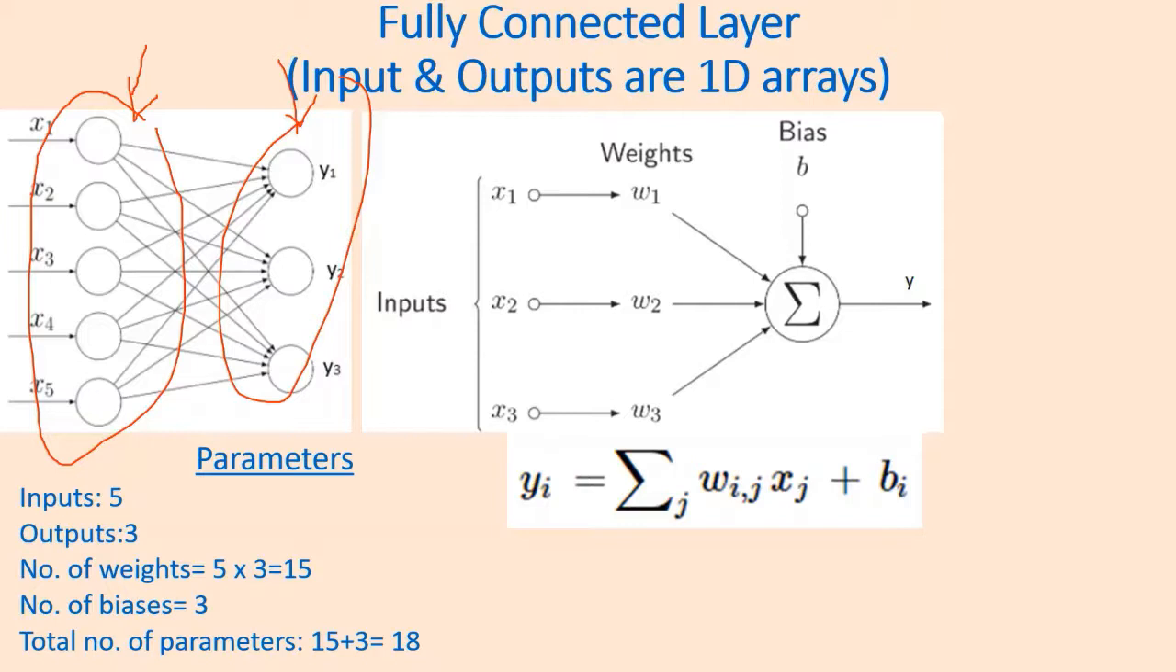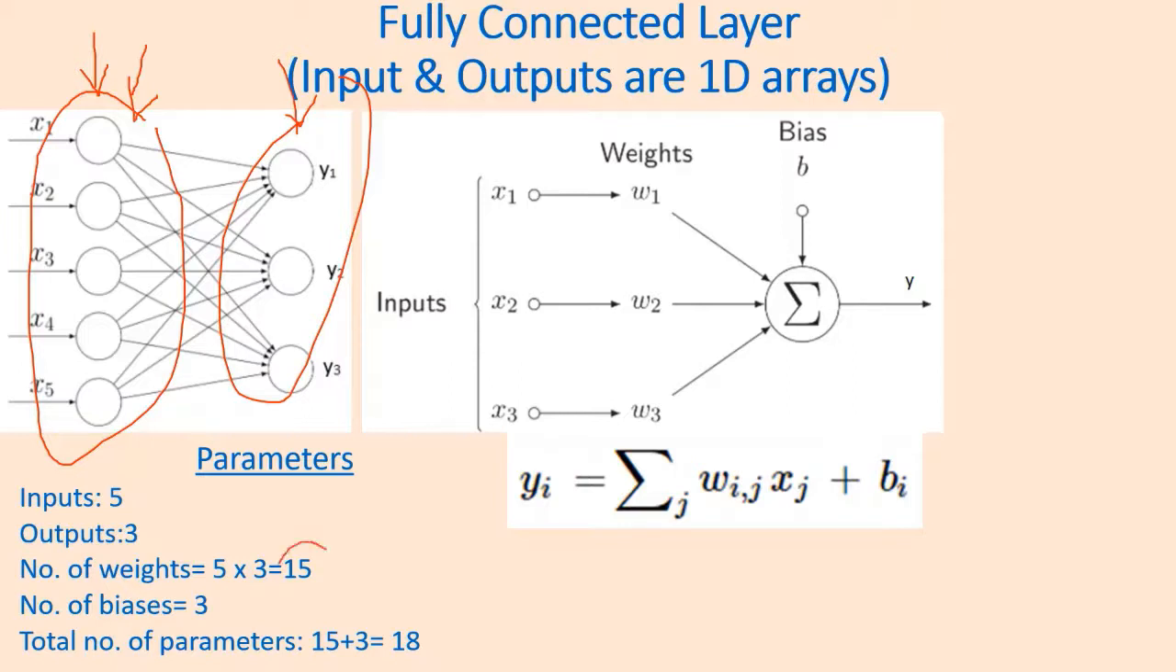This input vector you can call a feature vector, because this vector will have all the features extracted by the feature extraction part or by the convolutional layers. And if you want to compute the number of parameters this fully connected layer has, it's very easy to compute. You just multiply the number of inputs with the number of outputs. In this case, 5 into 3.